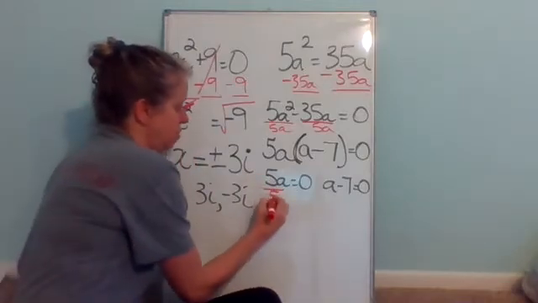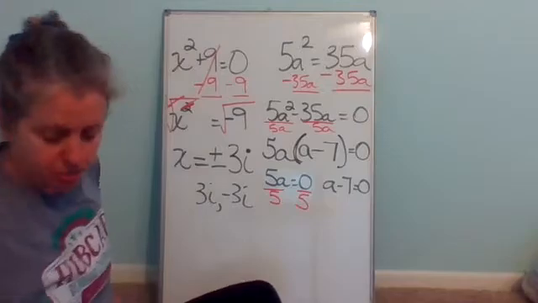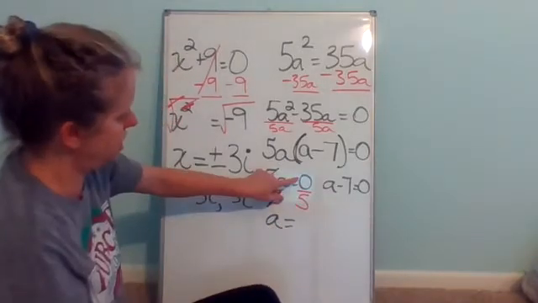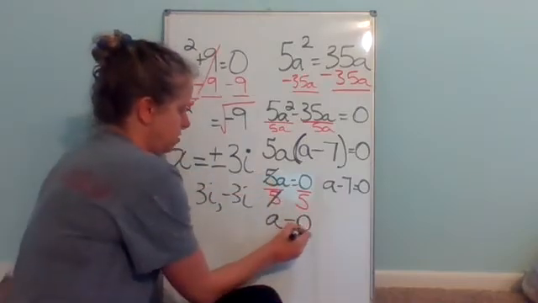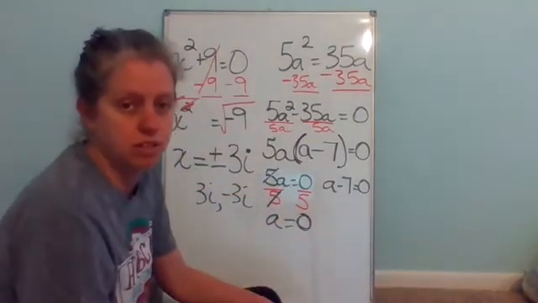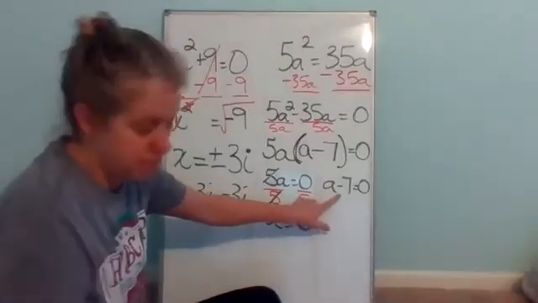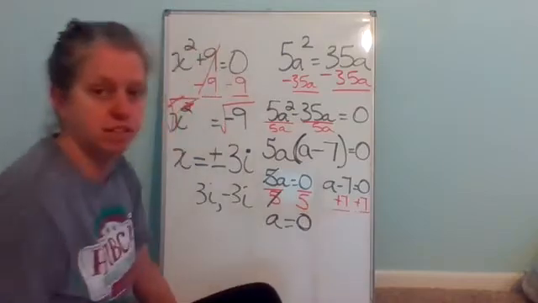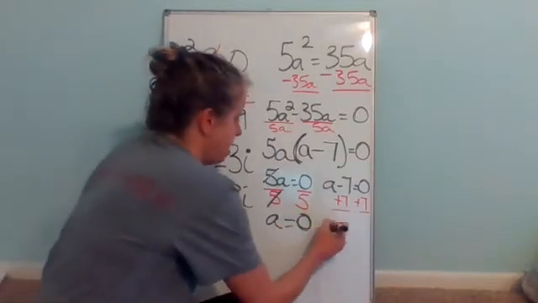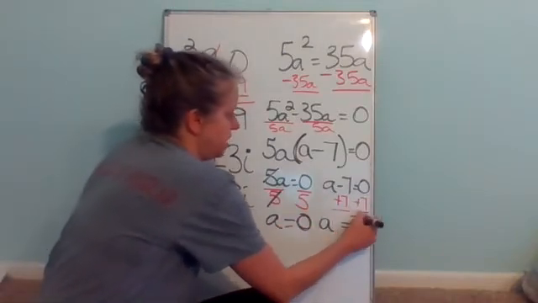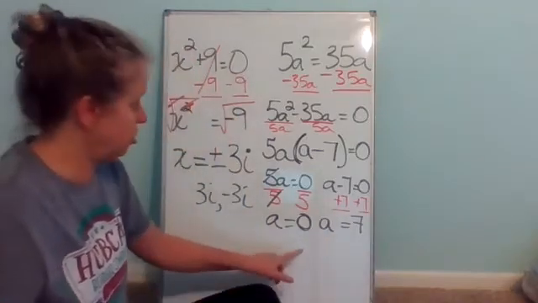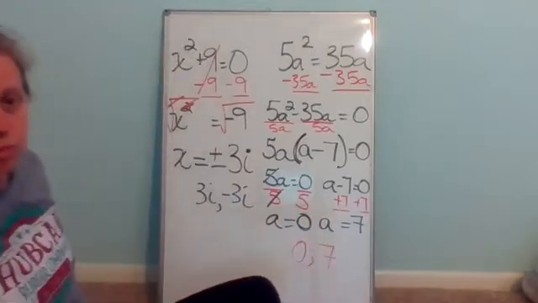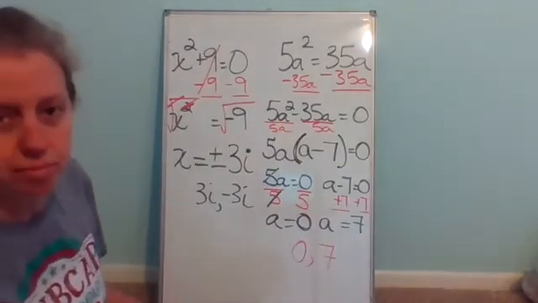On this first one, I would divide both sides by 5 to get rid of the 5. So A equals 0 divided by 5, which is still 0. So that's one of your answers. To get rid of minus 7, I would have to add 7 to both sides. So here I'd be left with A equals 0 plus 7, which is 7. So your 2 answers would be 0 and 7. So let's see how we would put that into the quad program.